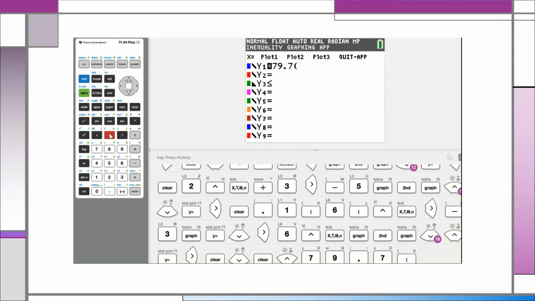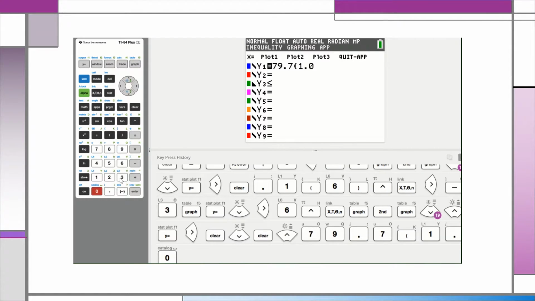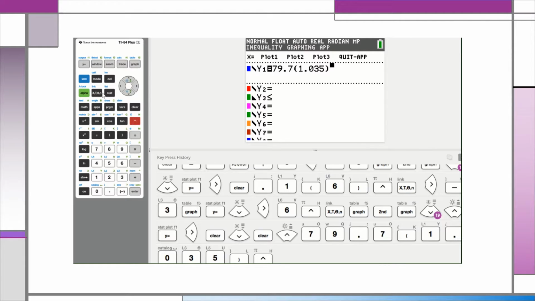And it was 3.5% annually, so that is 0.035. So our growth factor then is 1.035. Hope you follow that. Raised to the power of x, and x is really our time frame. So I'm going to go caret x. All right, so there's my function.